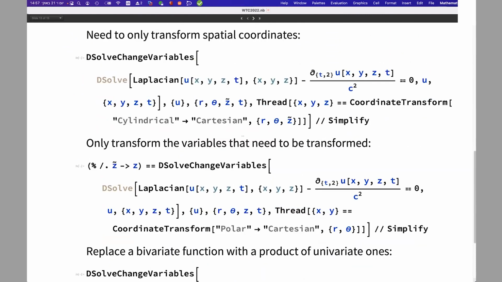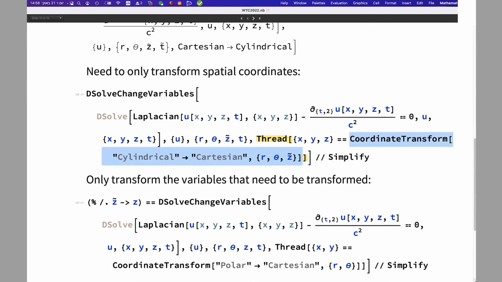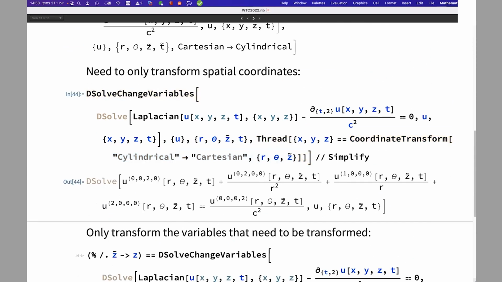So instead, I'll do this more by hand. I'll only transform the spatial coordinates. So I'll use coordinate transform to convert, and I've chosen to solve for the old variables in terms of the new variables, which is why this is going backwards here. And then I just thread those to get me 3 equations, and voila, it works.